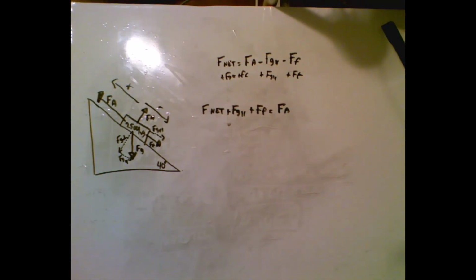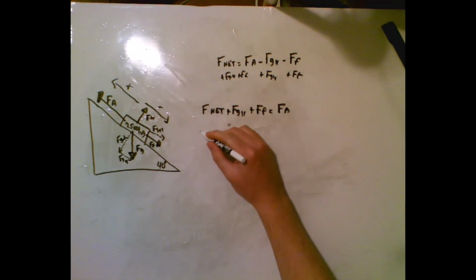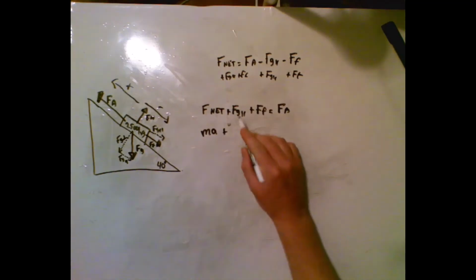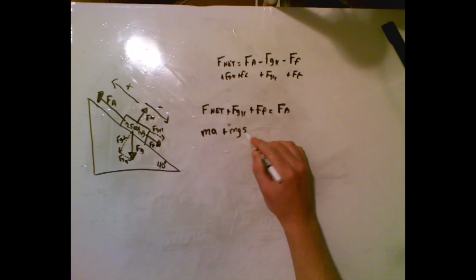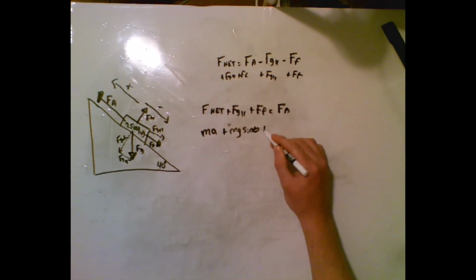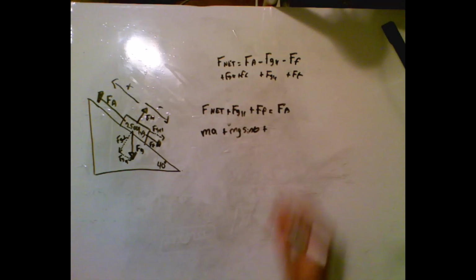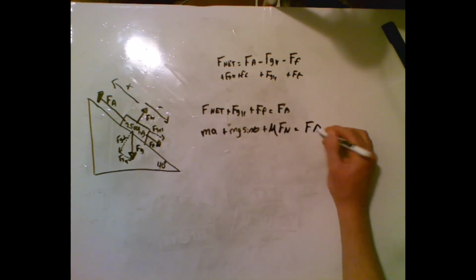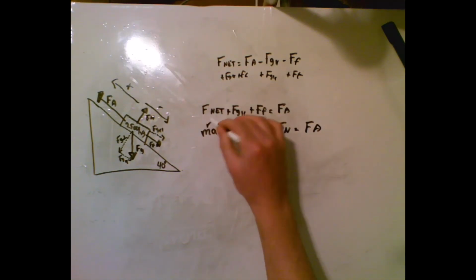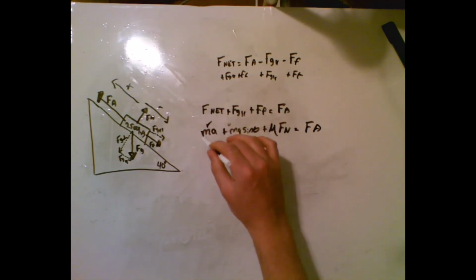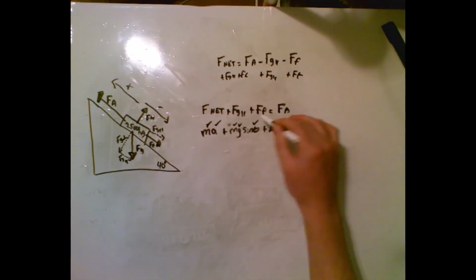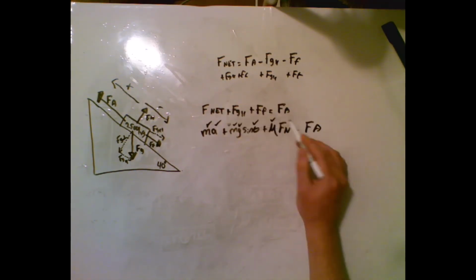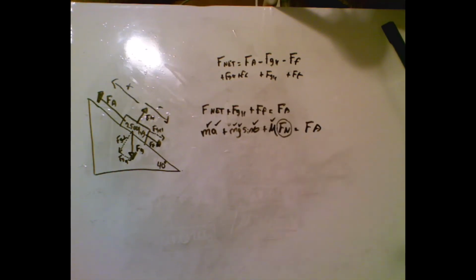Now I'm going to start breaking stuff down because I don't need to rearrange anymore. So F net we can break down into ma. F g we can break down into mg. And the parallel component we can break down into sine, right? And force of friction we don't have this time. They just gave us a coefficient, so we have to break it down into mu F n. So we have our mass, we have our acceleration, we have our mass, we have gravity, we have our angle, we have our coefficient of friction. The only thing we don't have is this force normal.